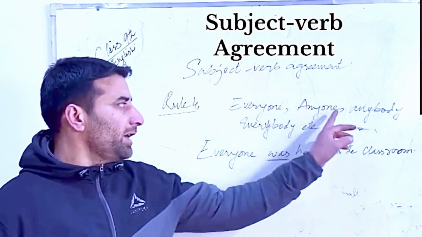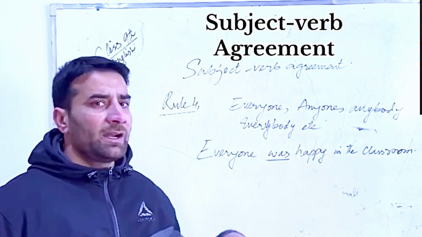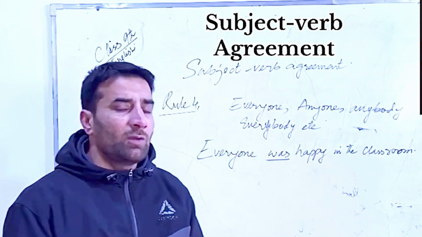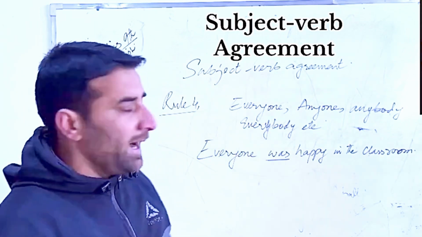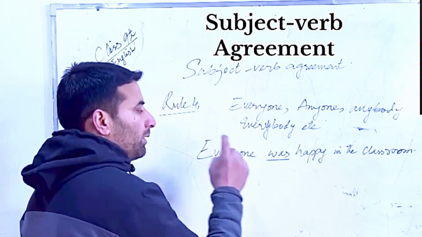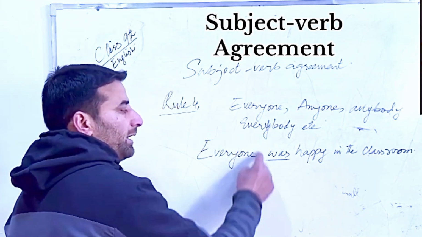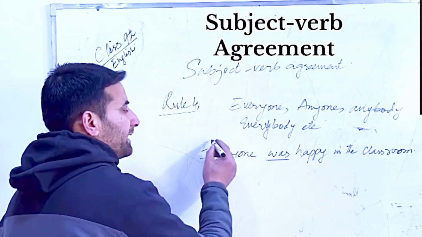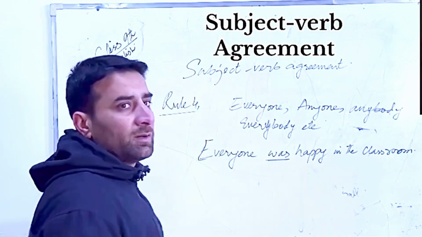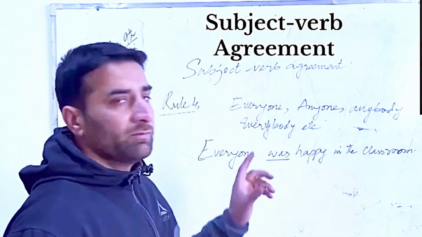So these words, everyone, anybody, anyone, everybody, and likewise these other words, are always considered as singulars, and the subject phrase, this everyone is here, it is acting as the subject of this very sentence, so the corresponding verb must be a singular verb.